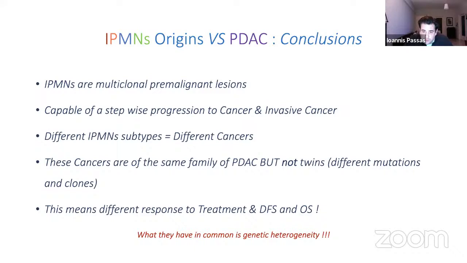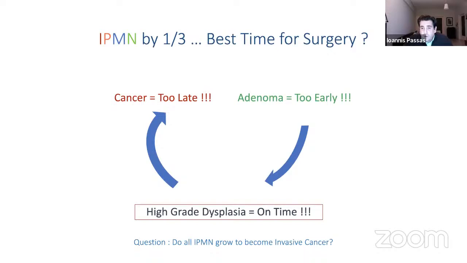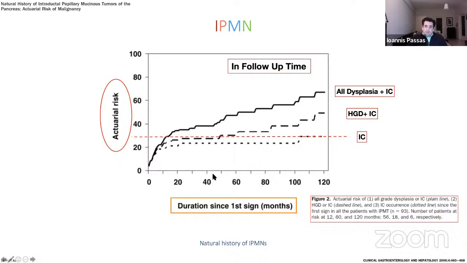Timing of surgery is the most important factor here. And we can see the difference of survival between patients that have non-invasive IPMN, so we operate on them on time, and patients in whom we have found invasive cancer, so we were too late to operate. So when we operate on an adenoma, it's too early, and we can argue that. High-grade dysplasia is on time, and we've done the best of our job. Cancer is too late. So what's the risk in follow-up time of IPMNs to progress and have this sequence of carcinogenesis that we've seen before?